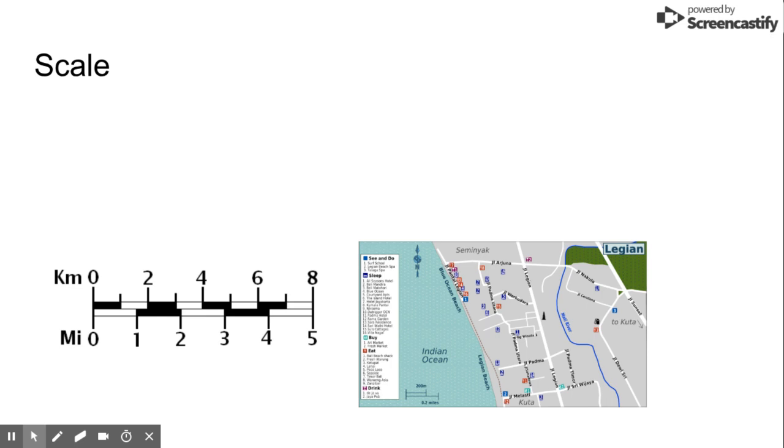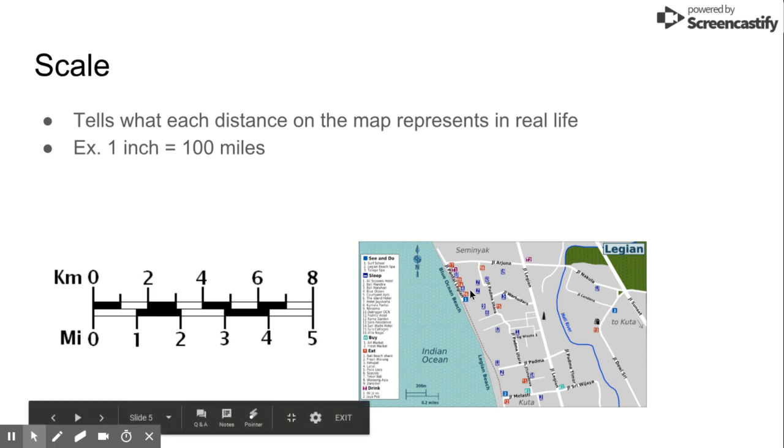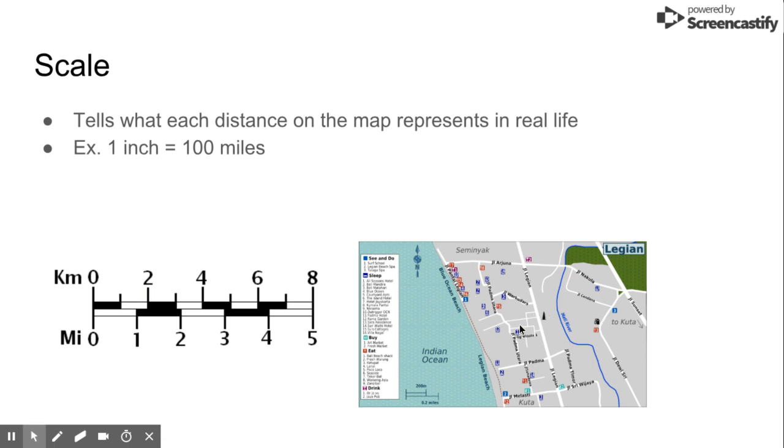The second main part is a scale. The scale tells us what each distance on the map represents in real life. Usually we use an example such as this one, like 1 inch equals 100 miles. So we would take our ruler, figure out how many inches is 5 miles on this map, and then we could figure out real life distances on the second picture between two objects or two areas.